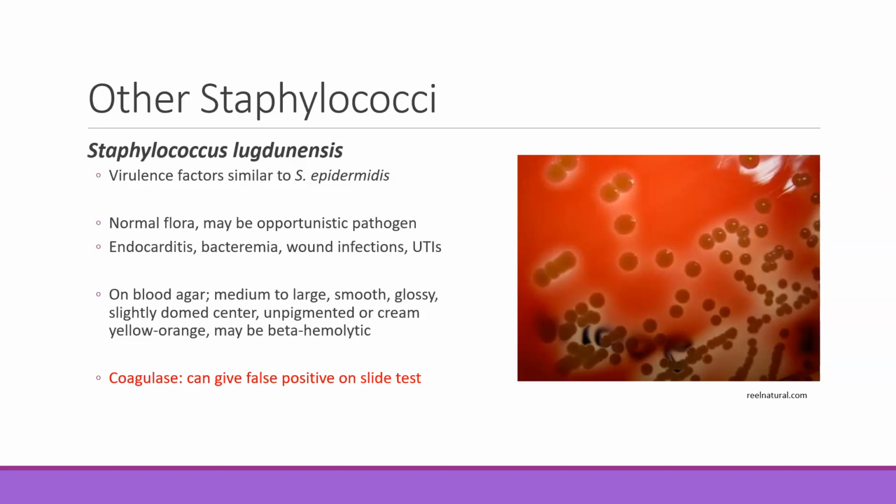Staphylococcus lugdunensis. My last students would call this one lugs. He has virulence factors very similar to Staph epidermidis. It can be normal flora, but we can see it in endocarditis, bacteremia, wound infections, and UTIs. On blood agar, they cause medium to large, smooth, glossy colonies, slightly domed in the center, unpigmented or cream yellow to orange in color, and they can be beta hemolytic. The coagulase can give a false positive on the slide test for this one. So we could do a tube test.